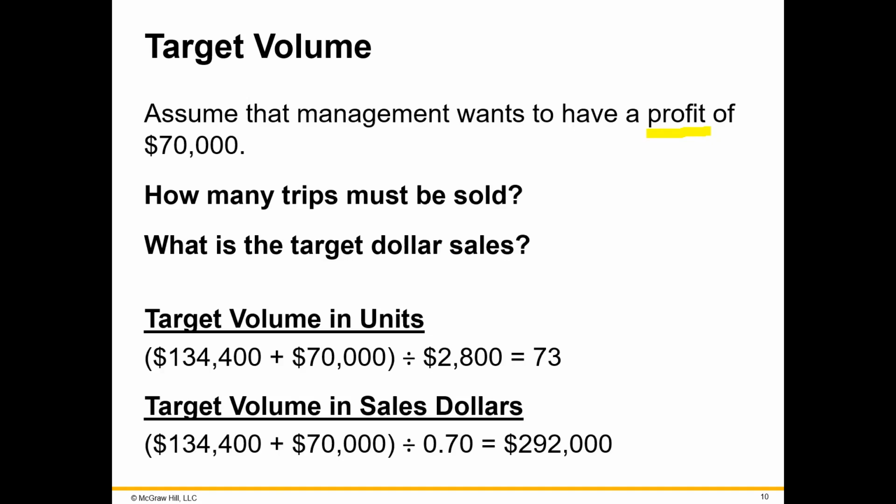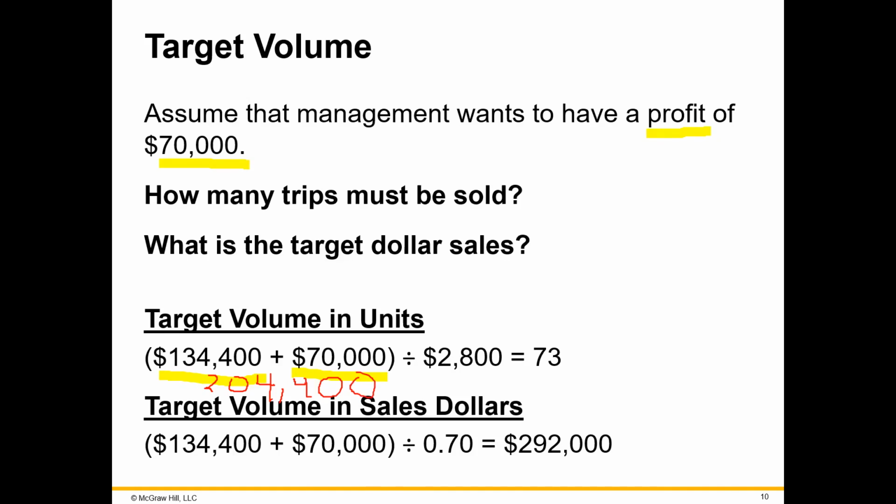So in this case, the company wants to have a profit of $70,000. So the owner wants to know how many trips must be sold. So we already know that to break even, we need to sell enough trips for our contribution margin to be $134,400, which equals our fixed cost. But now we add in the $70,000 profit that the owner wants. So $134,400 plus $70,000, that would be $204,400.